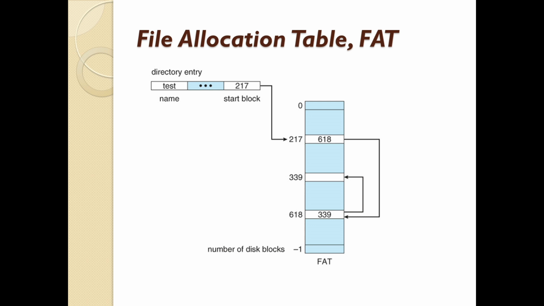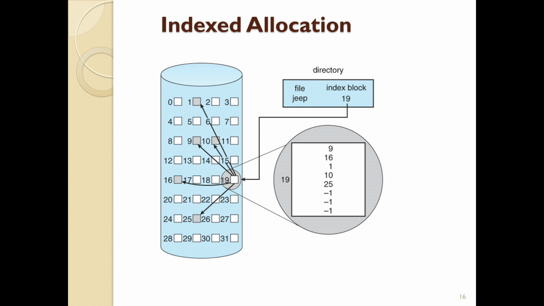Next, we have the file allocation table or the FAT. The file allocation table, also known as FAT, is used by DOS in a variation of linked allocation, where all the links are stored in a separate table at the beginning of the disk. The benefit of this approach is that the FAT table can be cached in memory, greatly improving the random access speeds. Next, we have the indexed allocation.